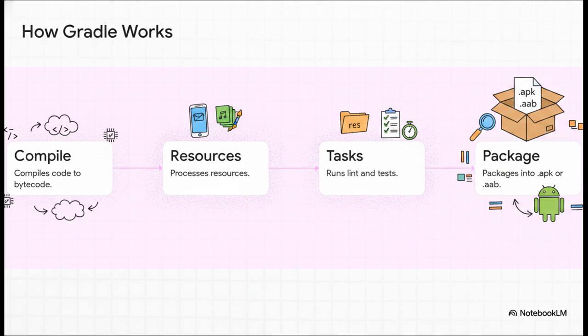First, it compiles your .kt and .java files straight into bytecode. Second, it processes any remaining resources, things like your launcher icons and strings from the res folder. Third, it runs necessary tasks like linting and unit tests. And finally, it packages the whole shebang into an installable file.